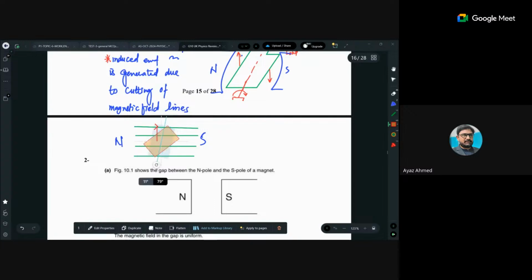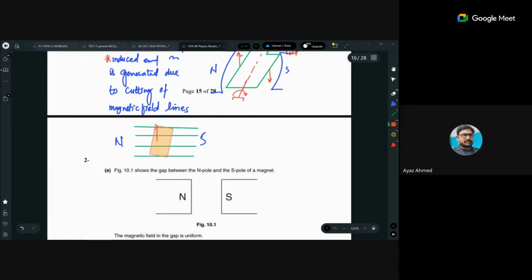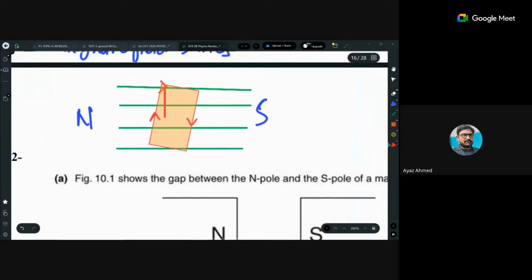So when magnetic field lines are cut by the coil, at that time the electrons inside the coil are disturbed. And when the electrons are disturbed, what happens? Those electrons experience a force, and that force makes them move in the coil, and that causes the current in the coil.